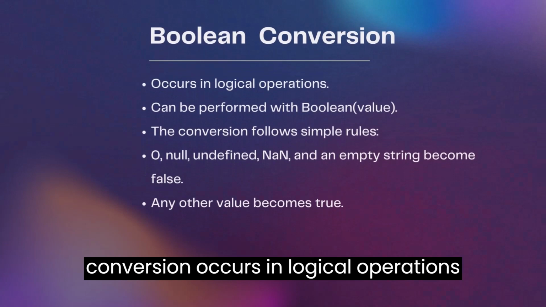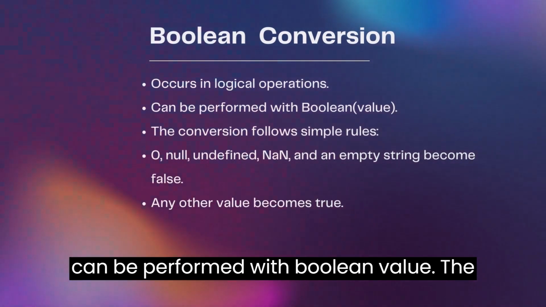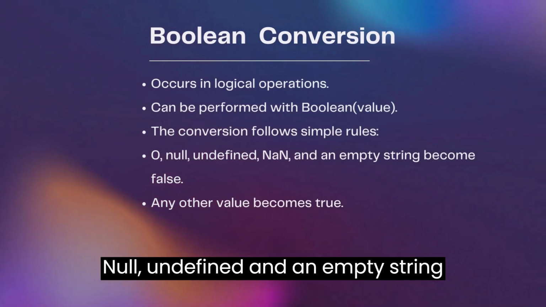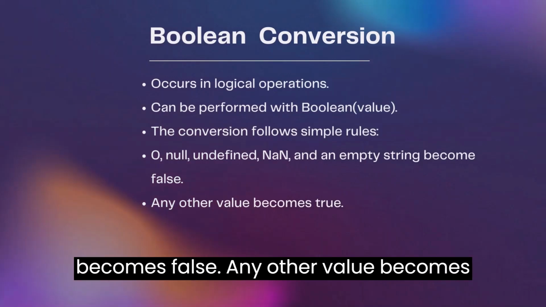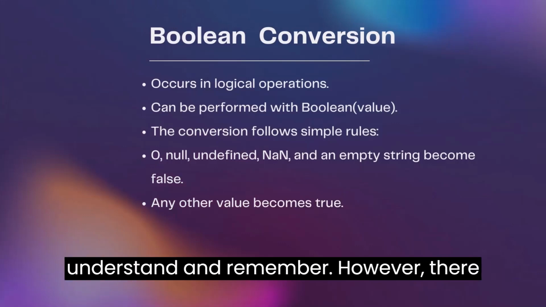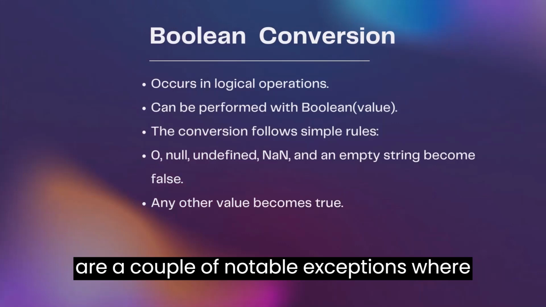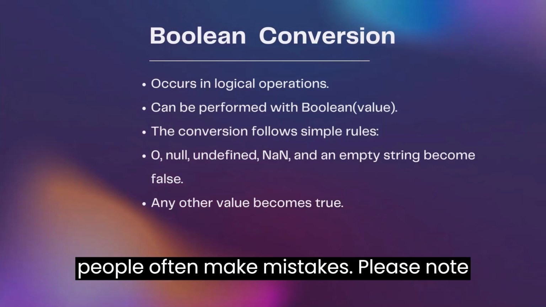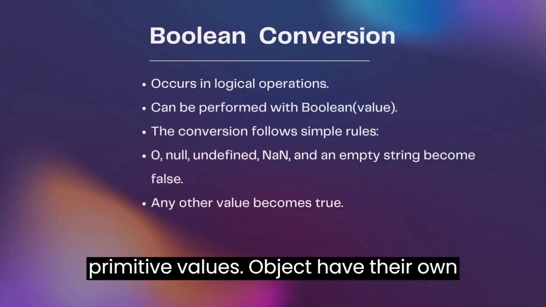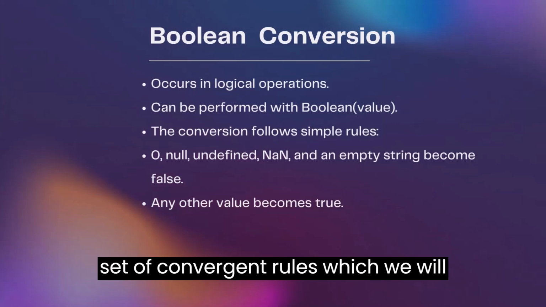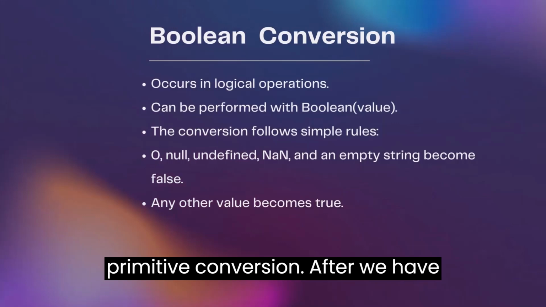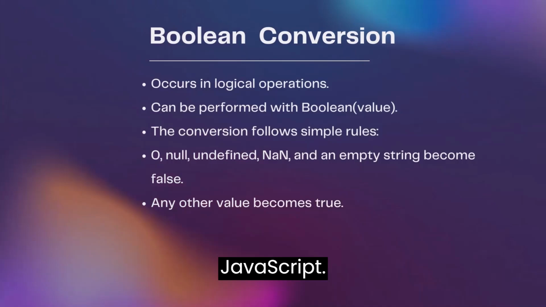Boolean conversion occurs in logical operations, and can be performed with Boolean(value). The conversion follows simple rules: 0, null, undefined, NaN, and an empty string become false. Any other value becomes true. Most of these rules are easy to understand and remember. However, there are a couple of notable exceptions where people often make mistakes. Please note that the rules discussed here apply to primitive values. Objects have their own set of conversion rules, which we will cover later in the chapter on object to primitive conversion, after we have learned more basic concepts about JavaScript.